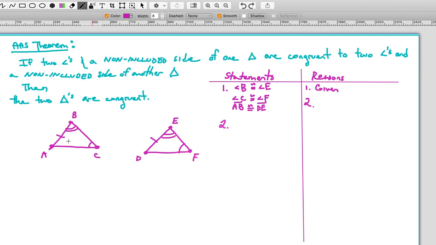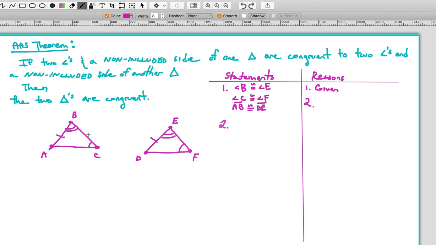This picture says everything. If you look, this angle here and this angle here are congruent to this angle and this angle. This side is the included side between these two angles, and this side over here is the included side between these two angles.